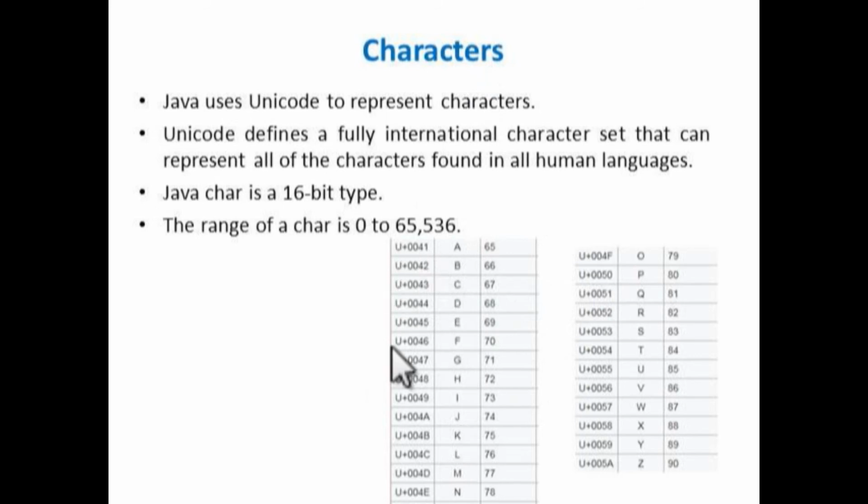These are the Unicodes, and this is the normal decimal number. Either you can use the character directly within single quotes, or you can use the corresponding decimal value. So with the help of these codes, we can access the characters in Java. The range of the character data type is this one.